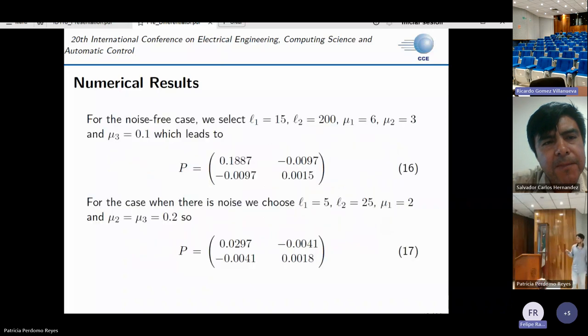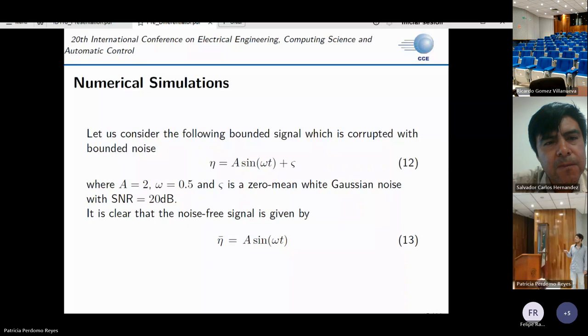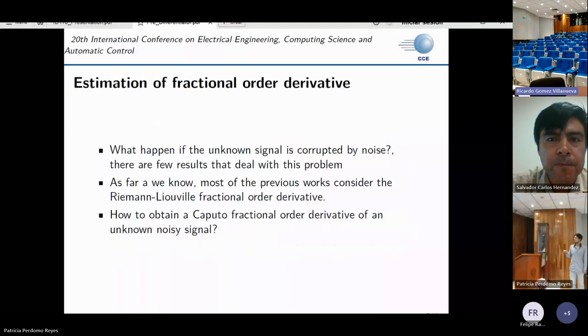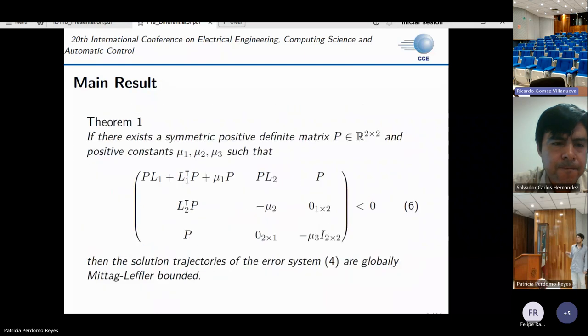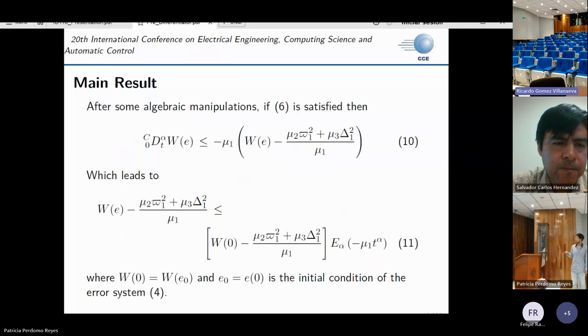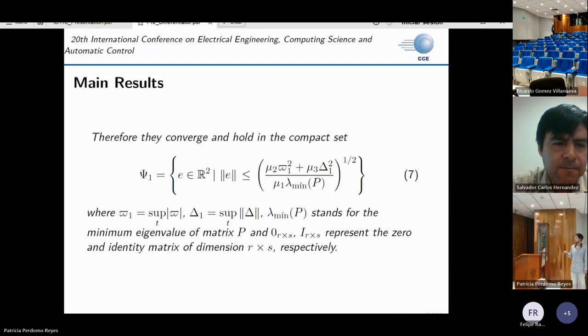Okay, I understand. We don't explain the type of noise here, but in remark one, the only consideration is that the noise is bounded and integrable in the sense of convergence in the mean square. So the structure of the noise, whether Laplace distribution, Gaussian distribution, or cosine, is not important. What is important is that the noise must be bounded and integrable in the sense of convergence in mean square. In the proof of the theorem, which we could not put in this presentation, this bound affects directly the compact set. Bar P12 is exactly this bound, which is necessary for the size of the compact set.